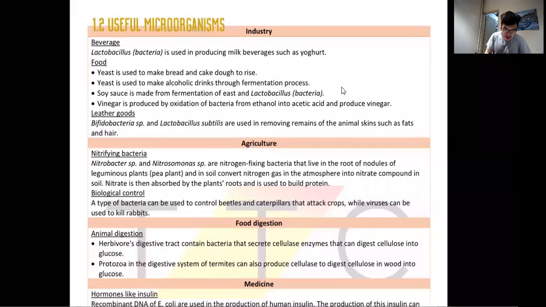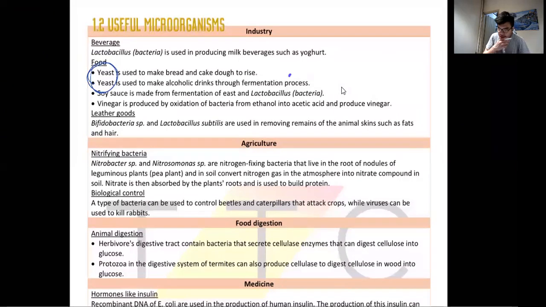Okay, so next, let's look at food. Where do we use our microorganism? The most is going to be our yeast. As I said, you should circle this, because next year we're taking SPM, right? Yeast is going to come out a lot. You will see yeast like every year. So what do we use yeast for?